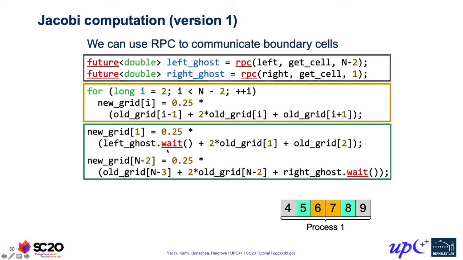Okay, so in this case, we actually put the weight directly as part of our expression for computing each of our new values for our edge cells. And again, what we get out of here is not only overlapping communication with communication, but also with the full interior computation as well. So taking as much advantage of asynchrony as we can.